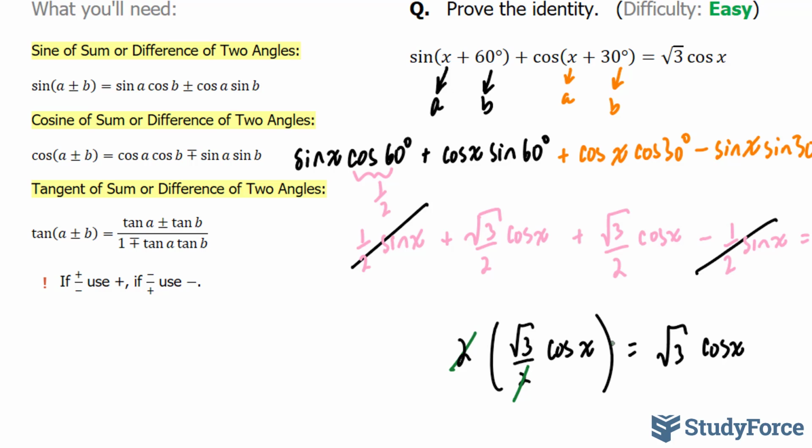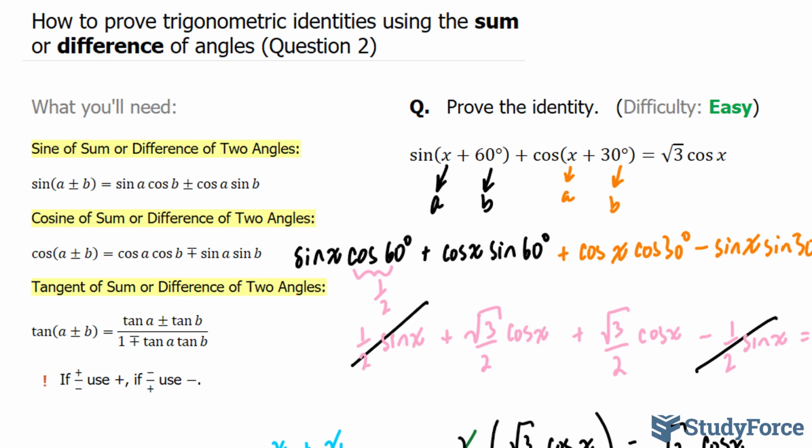Now, in case you're confused about this expression, it's just like saying if you had, let's say, x plus x. You have 2 x's, so you have 2 of these x's, 2x. And that's the logic behind this one. And so there you have it. That is how to prove trigonometric identities using the sum or differences of angles. Make sure to watch question 3 for a more challenging example.